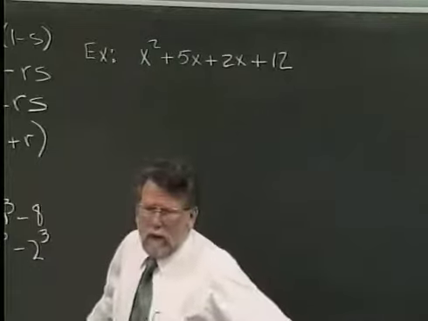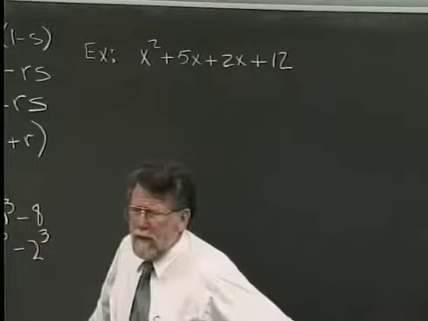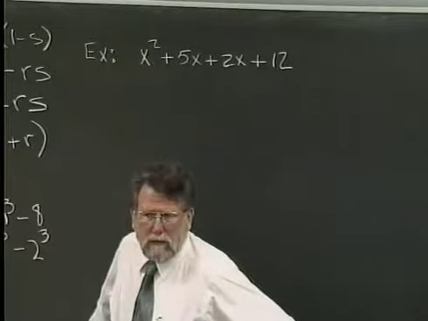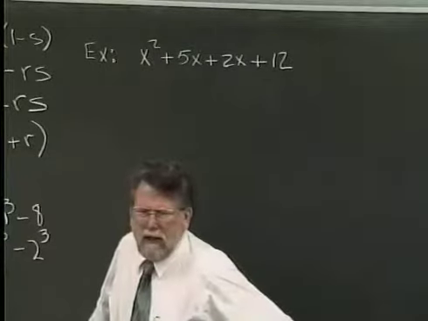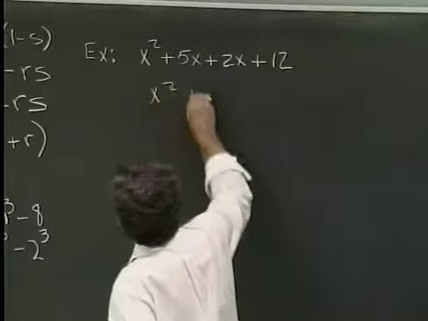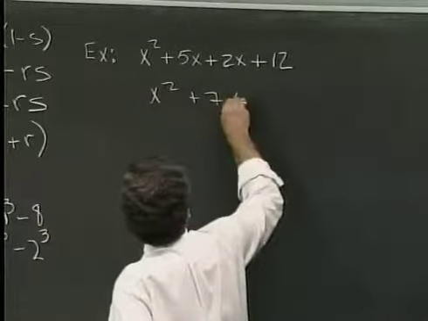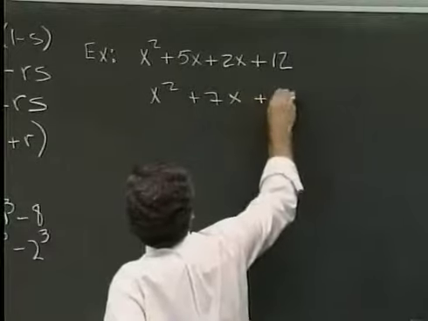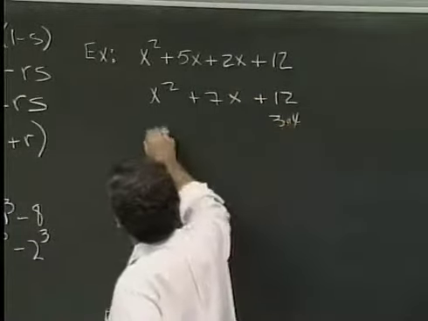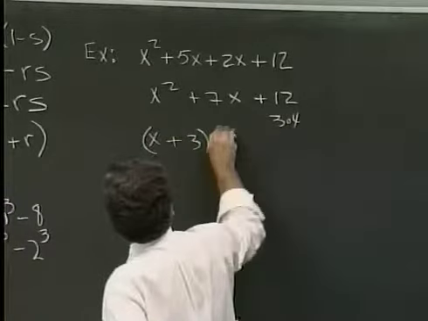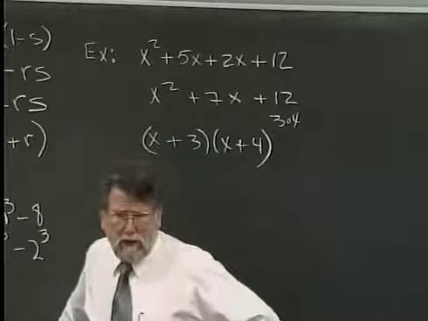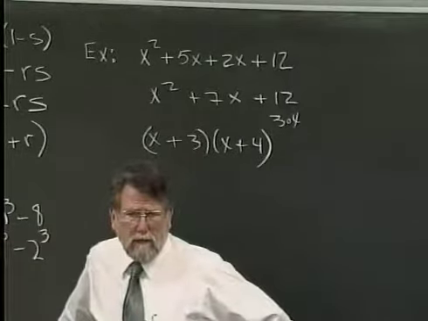Now, if that's a 4-termed expression, what is your first recommendation? Combine like terms. Generally speaking, you aren't going to leave things unsimplified. So your first step is to say, well, I'll go ahead and do this. And by doing that, I immediately see, since this is 3 times 4, that I have x plus 3 times x plus 4. So when you see 4 terms, you typically try to combine.